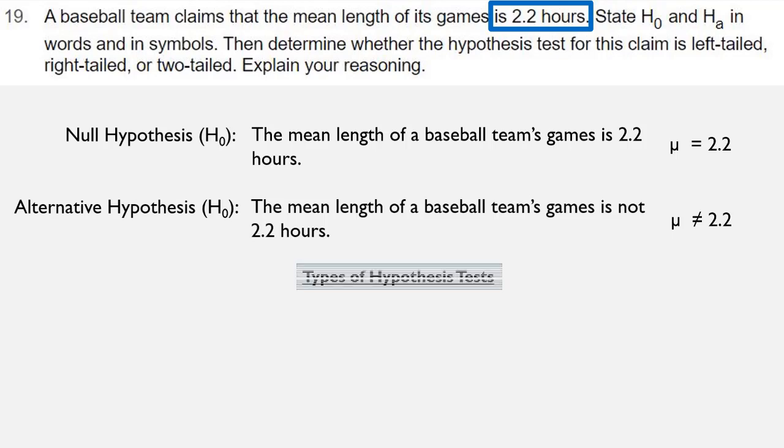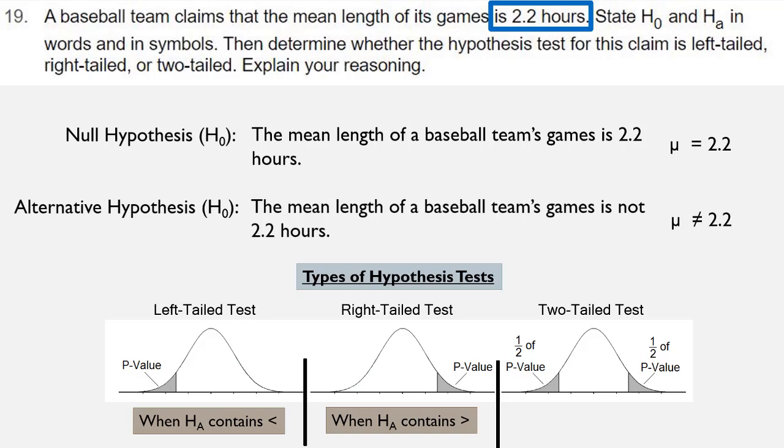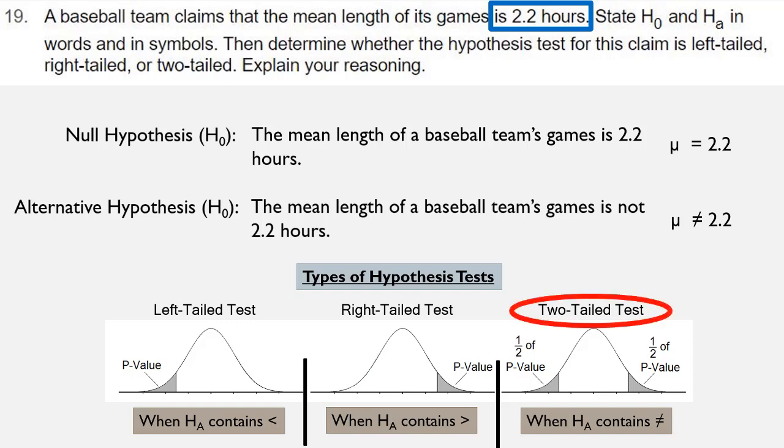So there are three types of hypothesis tests. There's the left-tailed, right-tailed, and two-tailed. And the way we determine what kind of test we're doing is by looking at the symbol in HA. If HA contains a less than symbol, we're looking at a left-tailed test. If HA has a greater than symbol, it's a right-tailed test. And if HA has a not equal to sign, it's a two-tailed test. So because we see a not equal to sign here, we know that this is a two-tailed test. And that's your answer.